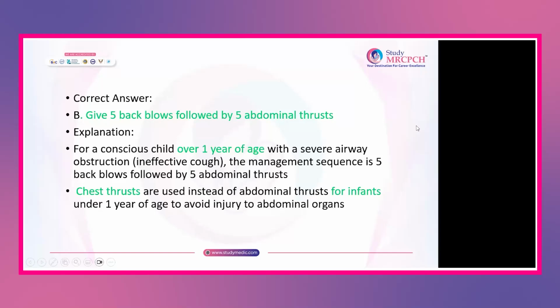That means for a conscious child over 1 year of age with a severe airway obstruction and ineffective cough, the management sequence is 5 back blows followed by 5 abdominal thrusts. Chest thrusts are used instead of abdominal thrusts for an infant under 1 year of age to avoid injury to the abdominal organs.